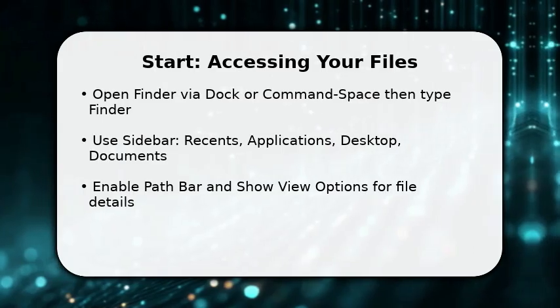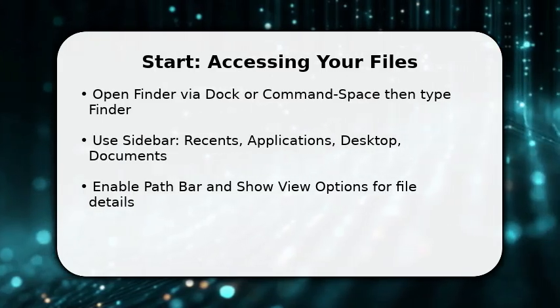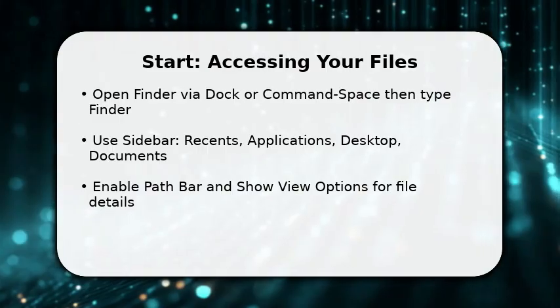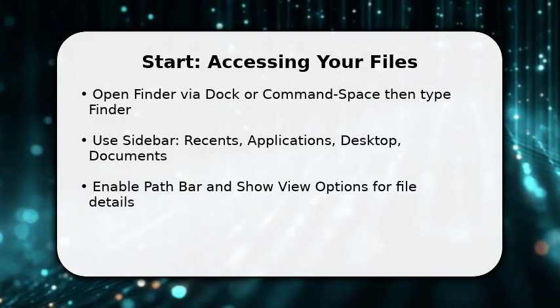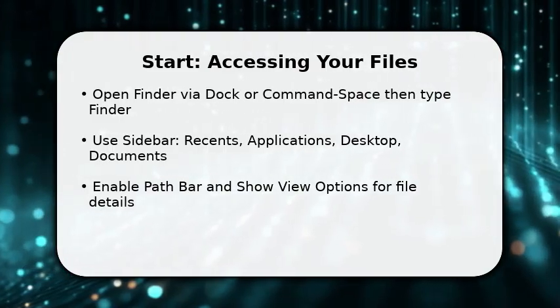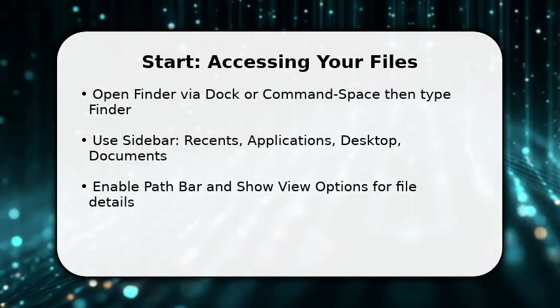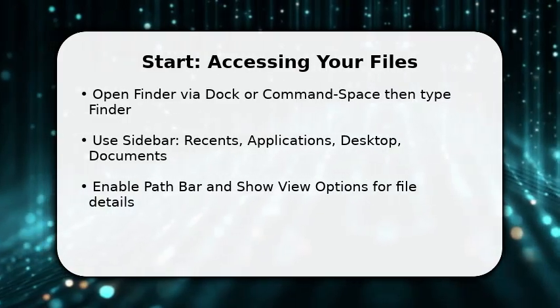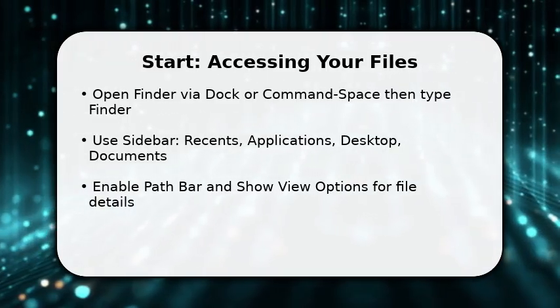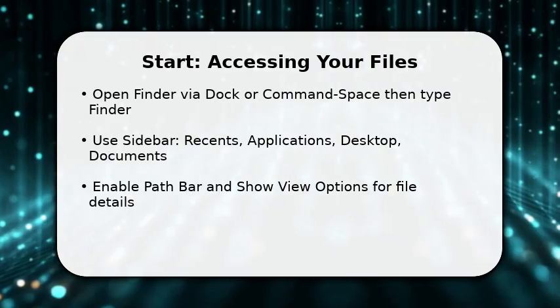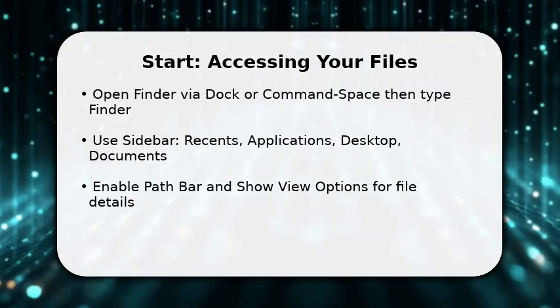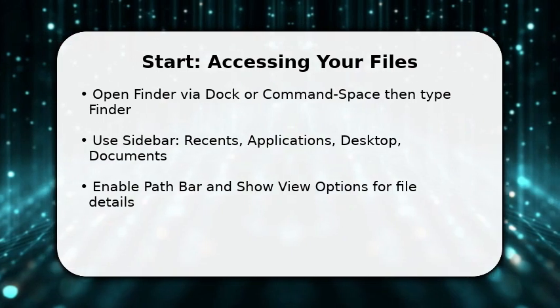Once Finder is open, use the sidebar to jump to Desktop, Documents, or Recents, and make sure Path Bar is visible to see locations. Click View, Show View Options to set List, Column, or Icon View. This determines how you scan files. From here, start selecting files with click, shift-click, or command-click to form the exact set you will manage.